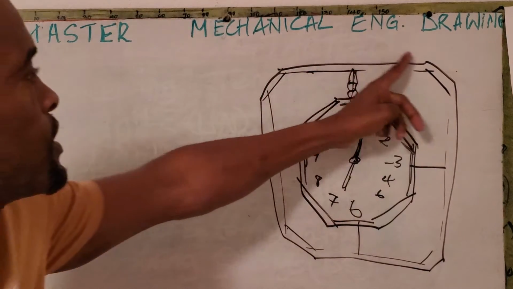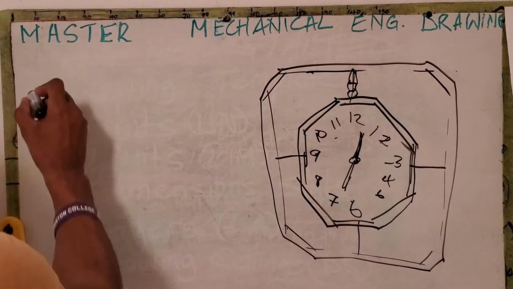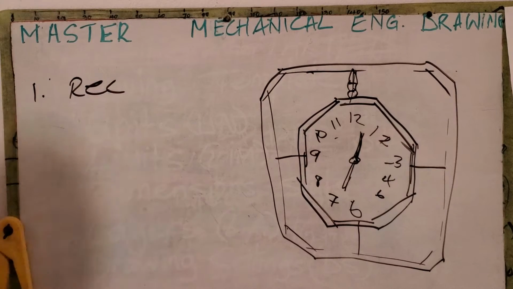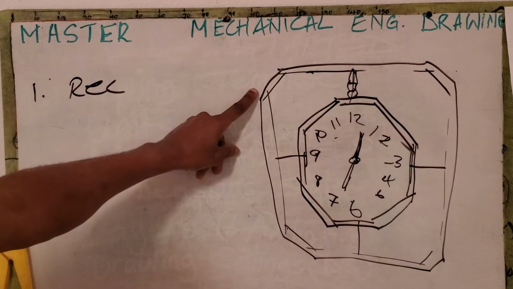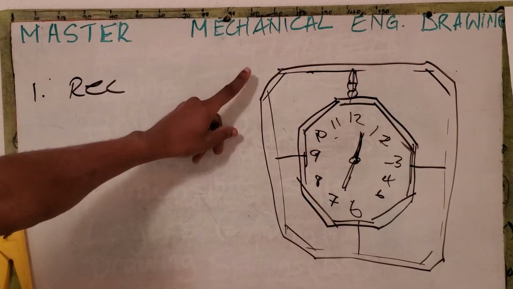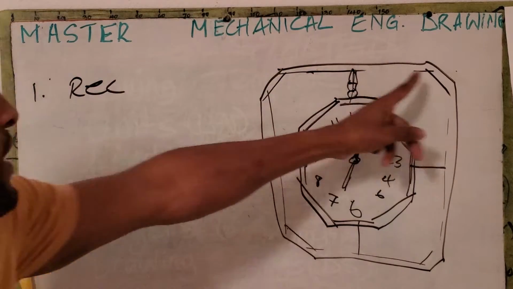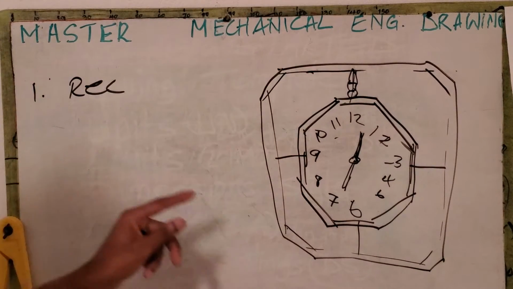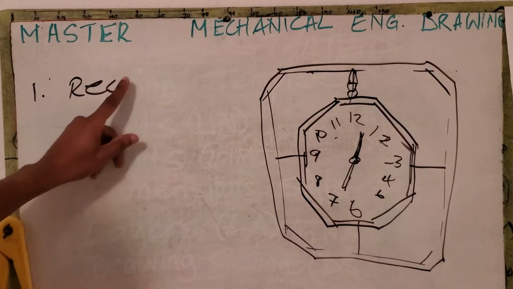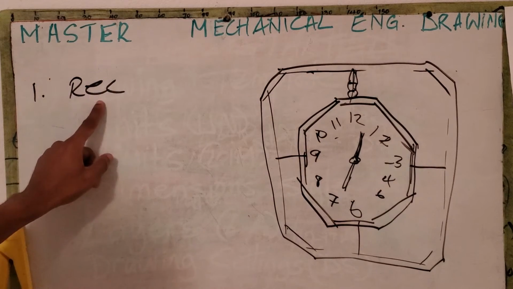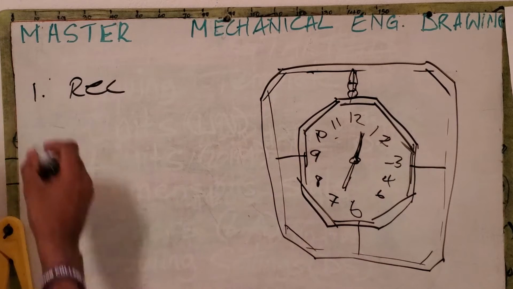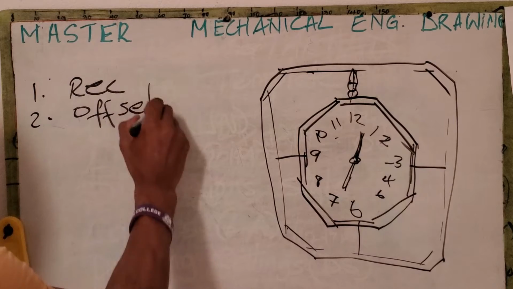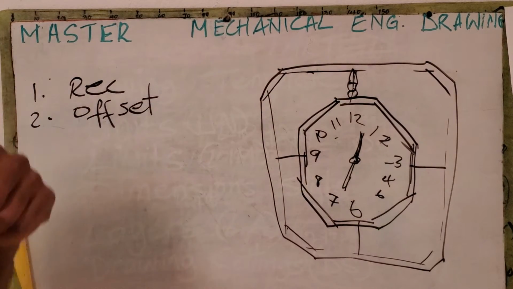First, we would need a rectangle. We use the rectangle command, one rectangle, with a chamfer, or you could draw the straight rectangle, then use a circle at the end. So the first command would be a rectangle. We'd have rectangle, then offset to get this thickness.